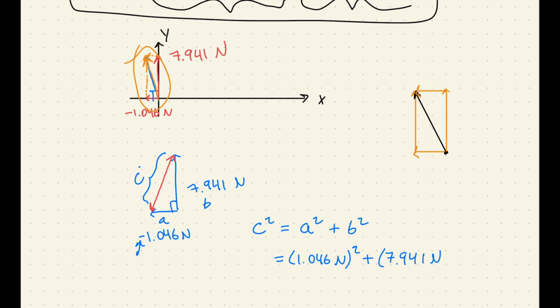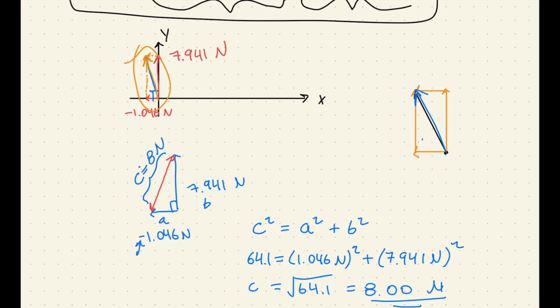Okay, 9.041 newtons squared. This gives you, let's plug it into the calculator, 1.046 squared plus 7.941 squared equals 64.1. And that means C is equal to the square root of 64.1, which is 64.153. Some other numbers, doesn't matter. This gives me almost exactly 8.00 newtons. So that means this side, C, is equal to 8 newtons, 8.00.